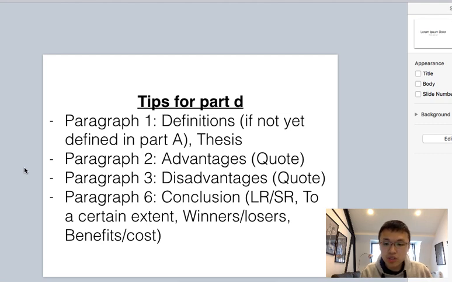And then for conclusion, basically there are a couple of ways you can conclude. You can use short run, long run. You can use to a certain extent. So to a certain extent, a tariff is beneficial, something like that. And then you explain. Or you can say the tariff has winners and losers. The winners include this, and the losers include that. Or you can use the benefit and cost approach, where you say the benefits outweigh the cost because of such and such, or the cost outweigh the benefit because of such and such.